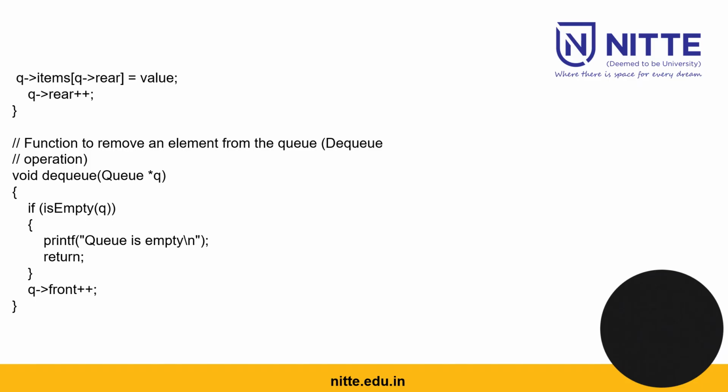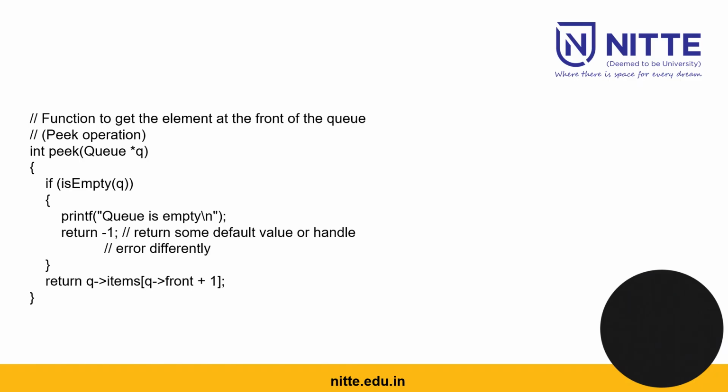That means if currently the front is pointing to, assume, 0, then I will increment front, that is front plus plus, then front will point to what? 1. That means front pointing to 1 means the element which was at location 0 has been removed. That is the logic of this line. So this is how we will remove an element from the queue.